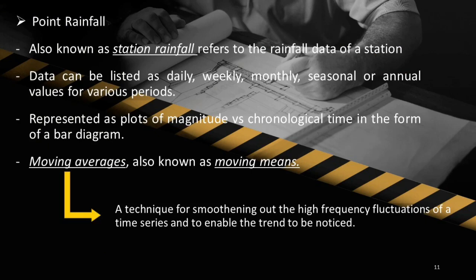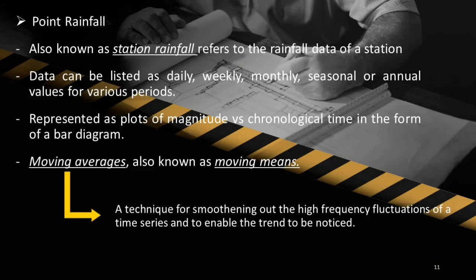And last but not the least is the point rainfall. Point rainfall, also known as station rainfall, refers to the rainfall data of a station. Depending upon the need, data can be listed as daily, weekly, monthly, seasonal, or annual values for various periods. Graphically, these data are represented as plots of magnitude versus chronological time in the form of a bar diagram. Such a plot, however, is not convenient for discerning a trend in the rainfall as there will be considerable variations in the rainfall values leading to rapid changes in the plot.